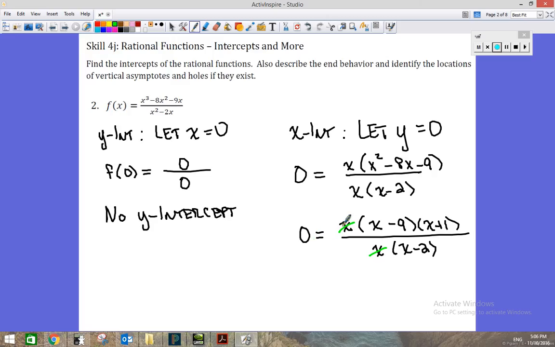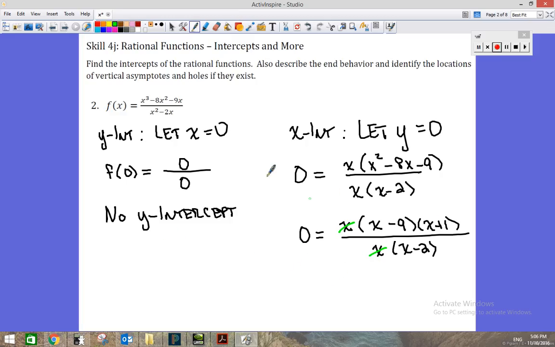But I do not want to call x equals 0 an x-intercept. Well, we know it had no y-intercept, so it can't be. If x equals 0, that's saying it's passing through the origin, and it can't pass through the origin. So there's another warning sign that x equals 0 is not an x-intercept.